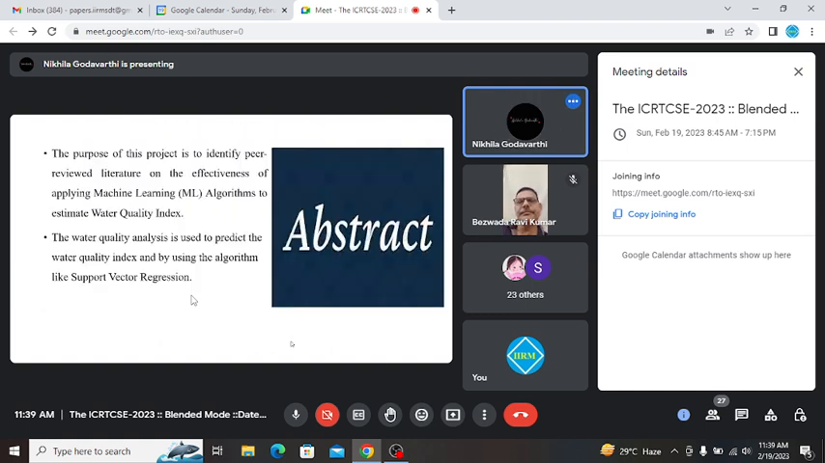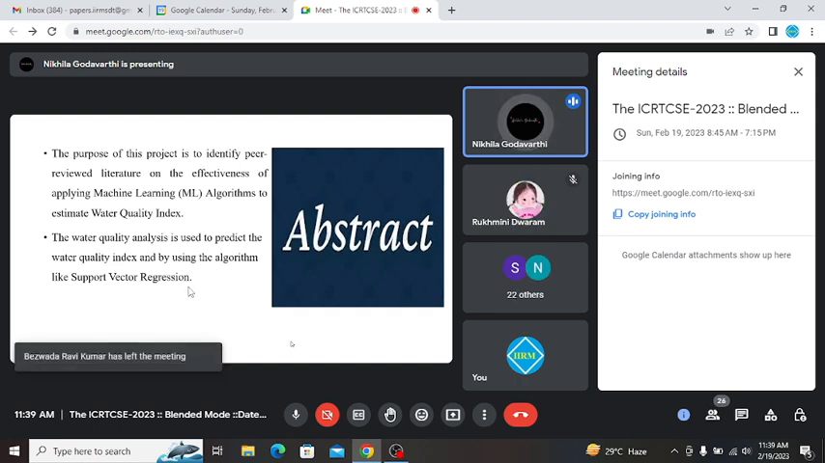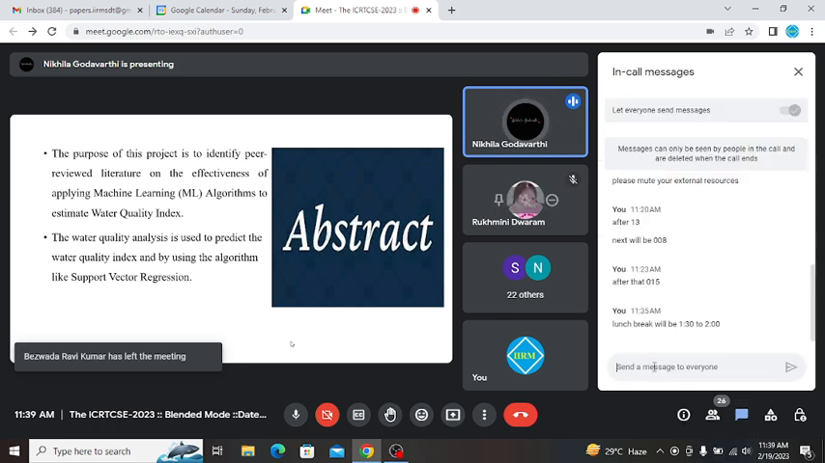So, abstract. Water quality has a direct impact on public health and the environment. Water is used for various purposes such as drinking, agriculture, and industry. Using water resources such as groundwater and seawater sometimes leads to health problems. The aim of this study is the prediction of water quality components using machine learning and support vector machine regression algorithms. The purpose of this project is to identify peer-reviewed literature on the effectiveness of applying machine learning algorithms to estimate the water quality index.